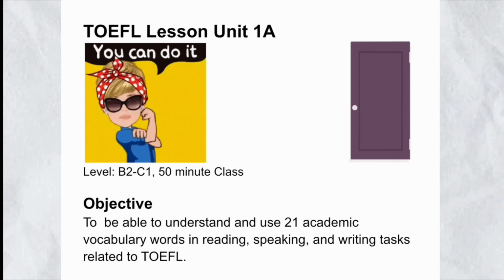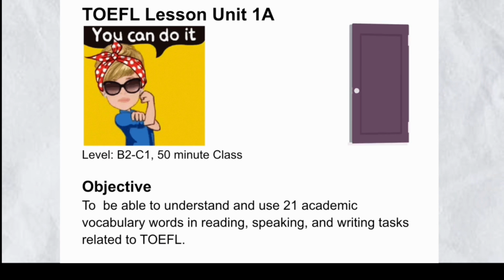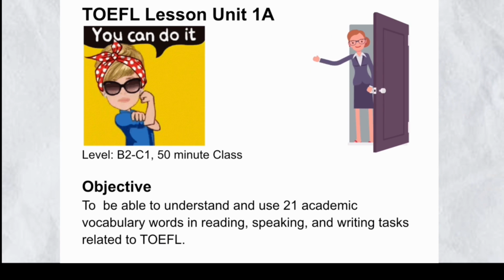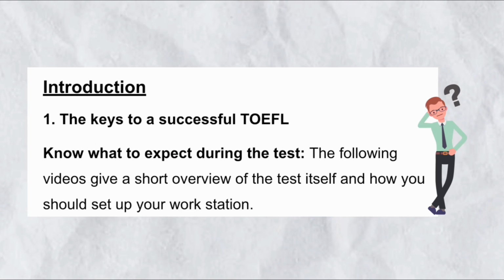TOEFL Lesson Unit 1A. Objective: to be able to understand and use 21 academic vocabulary words in reading, speaking, and writing tasks related to TOEFL. Introduction: the keys to a successful TOEFL.